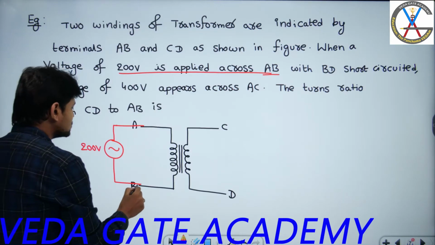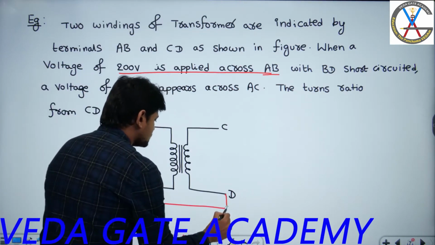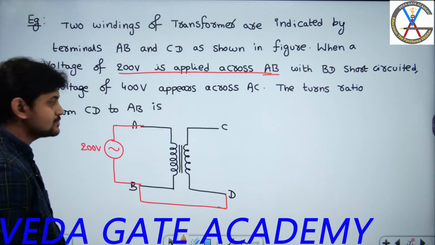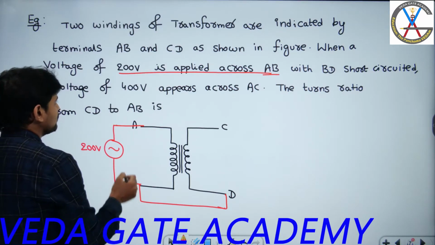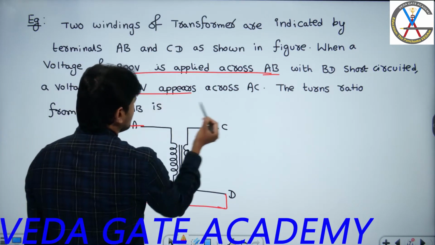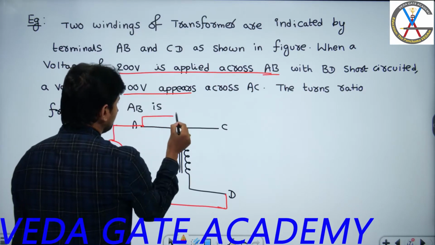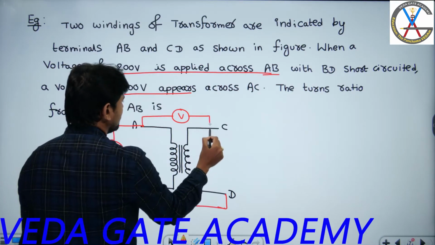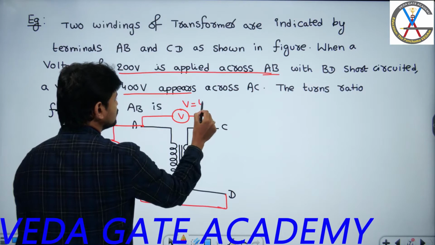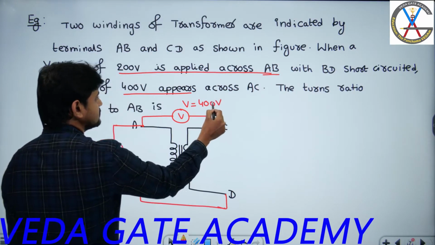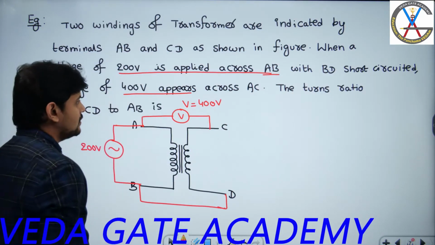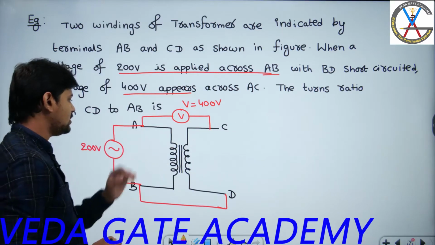With the BD terminals short circuited, so I am going to short circuit these BD terminals. If I do this process, a voltage of 400 volts appears across AC. That means if I connect a voltmeter here, this voltmeter reads how much voltage? 400 volts. Okay. Then what is the turns ratio from CD to AB?